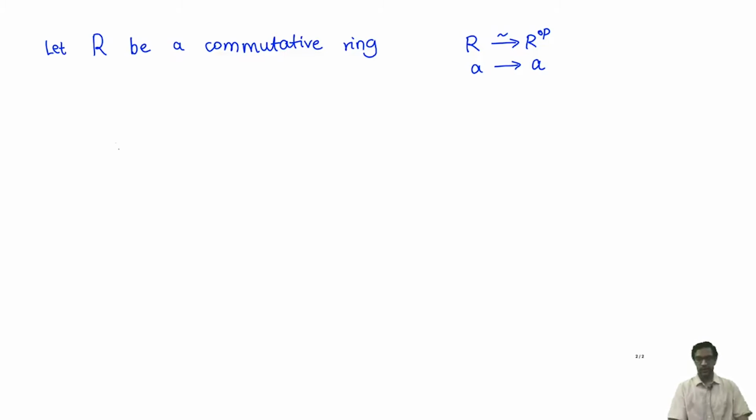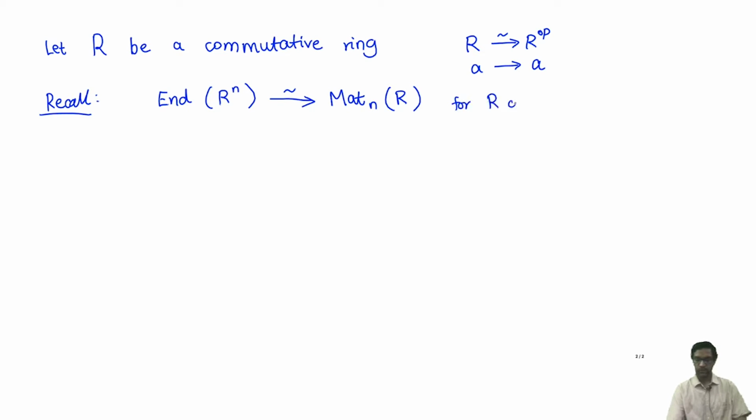Of course, why do I want to bring in R op and so on? So recall from last time we talked about how to think about endomorphisms of free modules. A homomorphism from R^n to R^n is really given by an n cross n matrix, and this matrix we said should correctly be thought of as an element of R op, but since R is commutative, I can replace R op by R, because of this fact that I just said. This is true for R commutative.